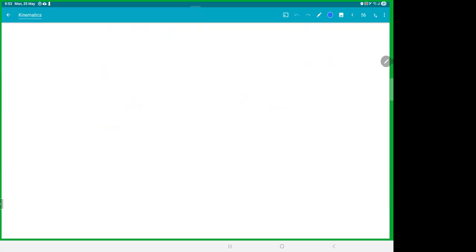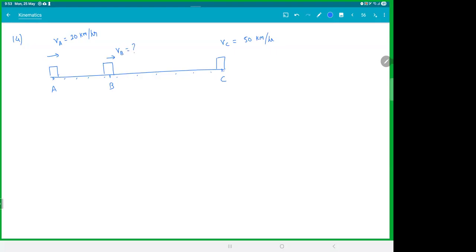Great. Let's do one more. Let's do an easier one. So let's say we have a vehicle. This is point A, this is point B, this is point C. When the vehicle is at A, the speed is 20 kilometers per hour. When the vehicle reaches point C, the speed is 50 kilometers per hour. At B, we don't know the speed. But we know the distance AB by BC is 1:3. Means if A to B is 1 kilometer, then B to C is 3 kilometers.